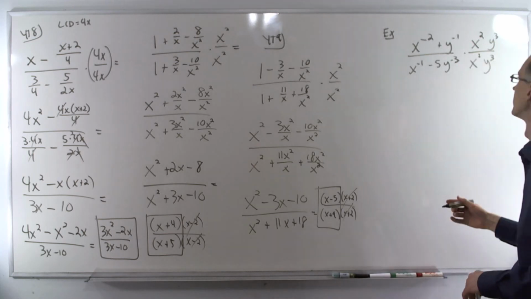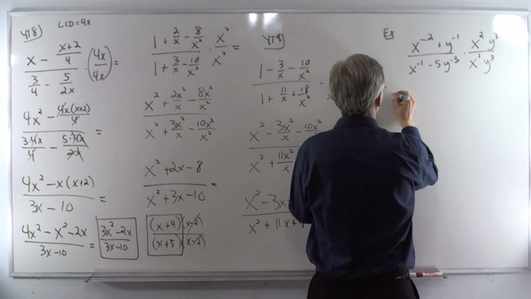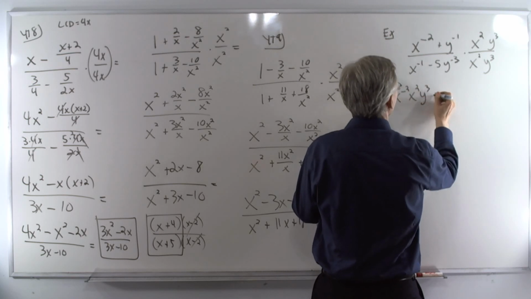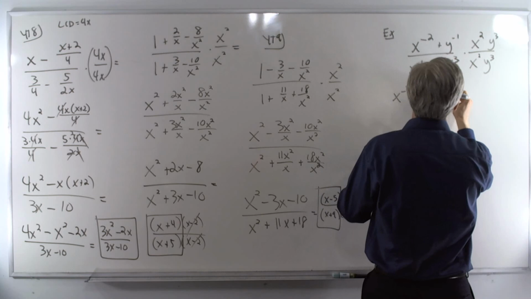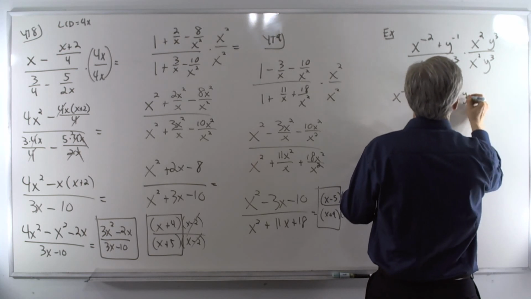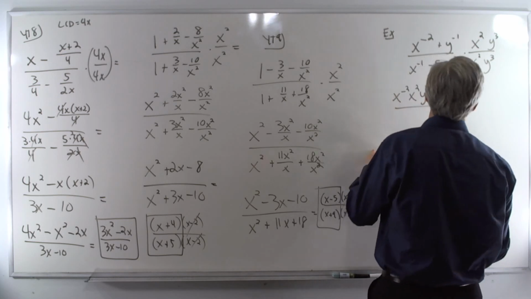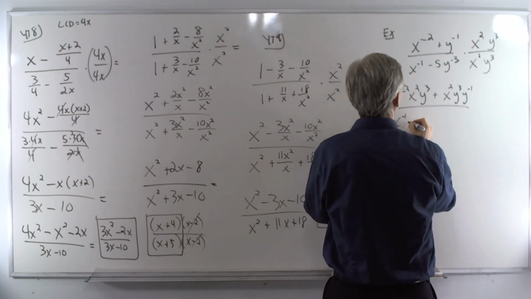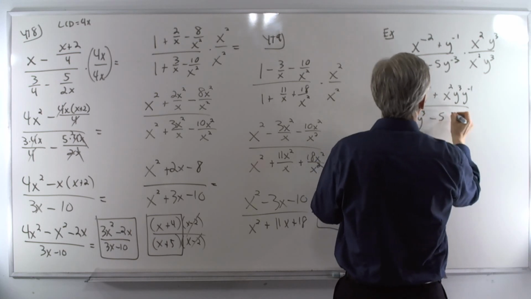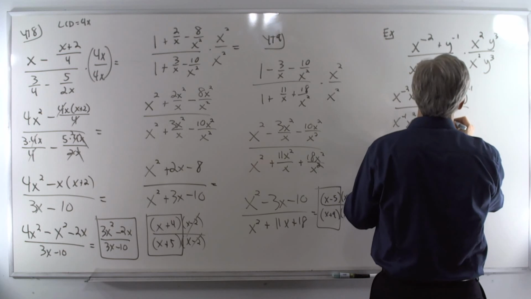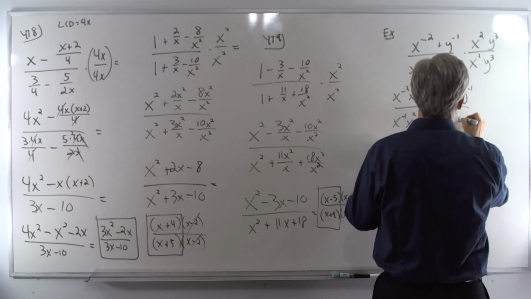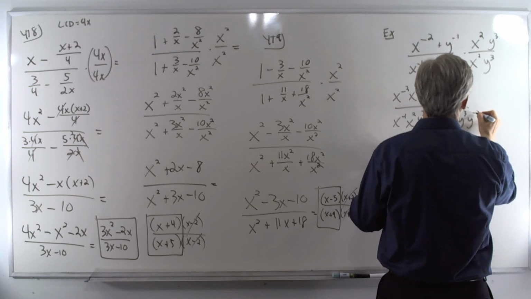Now we'll distribute it. So what do we get? We get x to the negative 2, x to the 2, y to the 3, plus x squared, y to the third, y to the negative 1. And on the bottom, x to the negative 1, x squared, y to the third, minus 5 times, I'll write this as x squared, y to the third, y to the negative 3.